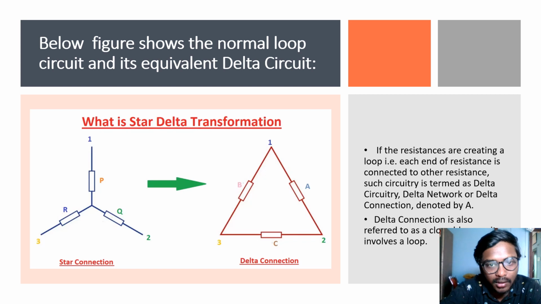The below figure shows the normal loop circuit and its equivalent delta circuit. If the resistances are creating a loop, i.e. each end of a resistance is connected to another resistance, such circuitry is termed as delta circuitry, delta network or delta connection, denoted by Δ. Delta connection is also referred to as a closed loop, as it involves a loop.